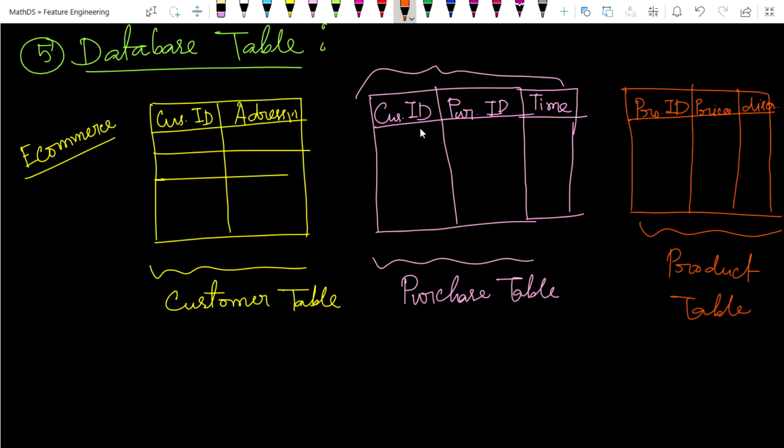These are actually called relational databases. Just see the relations here. In these two tables there are these relations. So tables are related to other tables. These things are called a relational database.